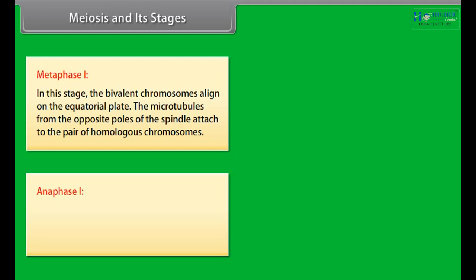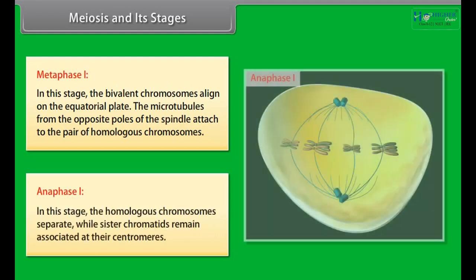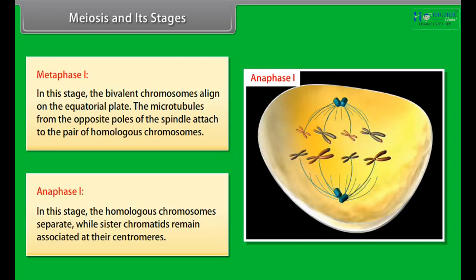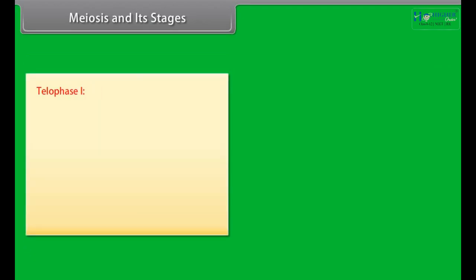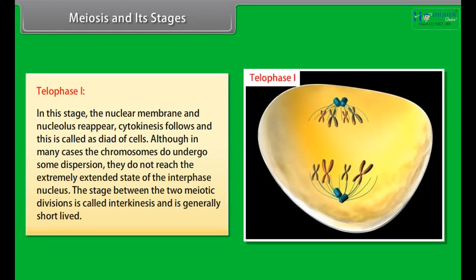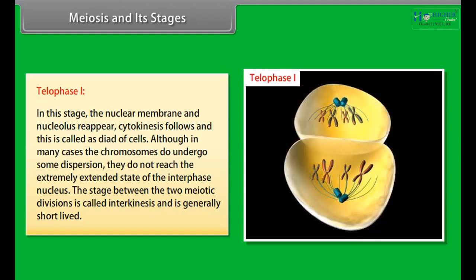Anaphase 1 is the next stage. In this stage, the homologous chromosomes separate while sister chromatids remain associated at their centromeres. Anaphase 1 is followed by Telophase 1. In this stage, the nuclear membrane and nucleolus reappear, cytokinesis follows, and this is called the dyad of cells.